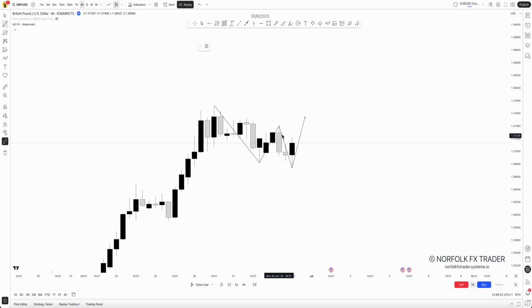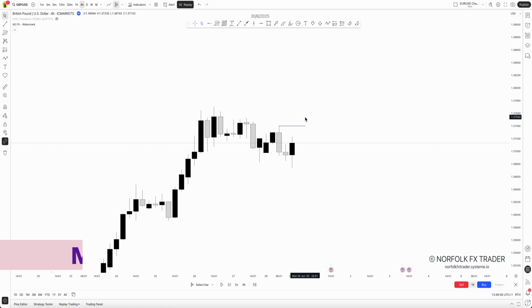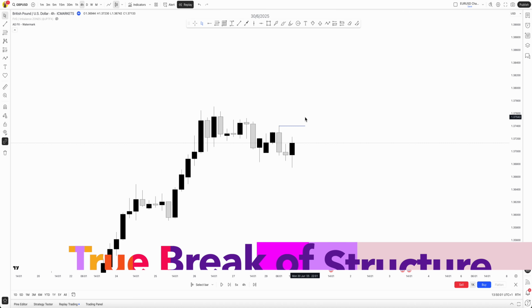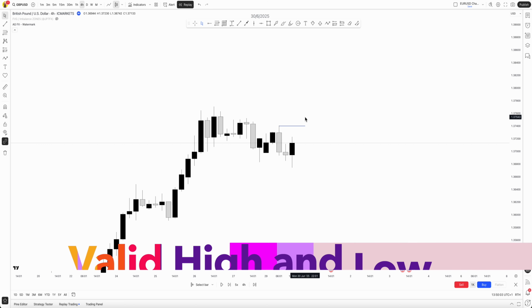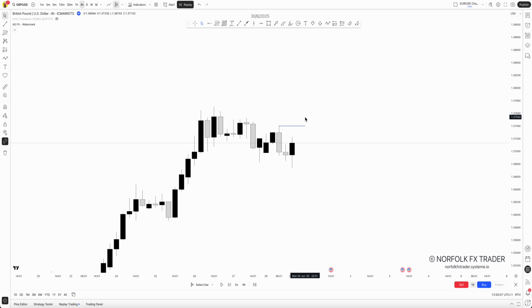So you're seeing price making a pullback. You're looking for a break of structure here to continue to buy and continuation of this trend, where you're potentially reading the structure incorrectly, and I'll show you why. Let's walk through this step by step. And then we'll go through exactly the way I read structure on a mechanical approach, the step-by-step process that I use with a candle-by-candle approach, how to find a real true break of structure and a valid trading high and valid trading low for your trading range to take a trade from.